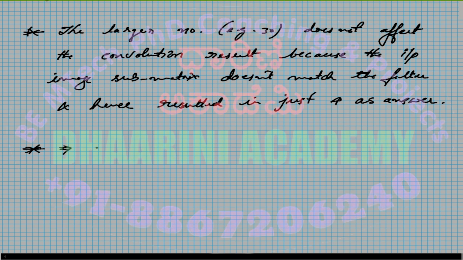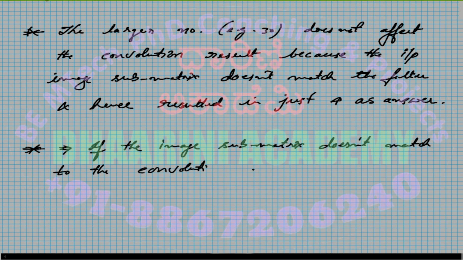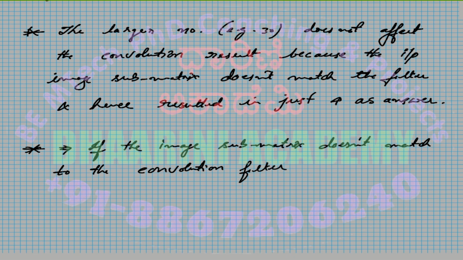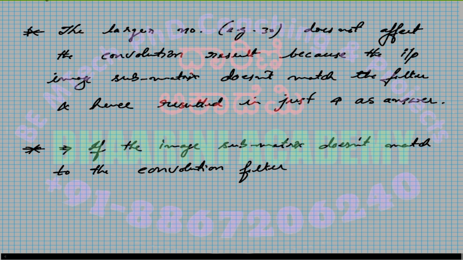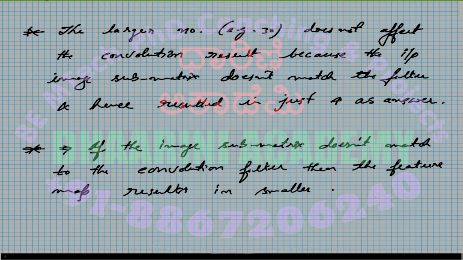So this implies if the image submatrix doesn't match the convolution filter, then the feature map results in smaller values.